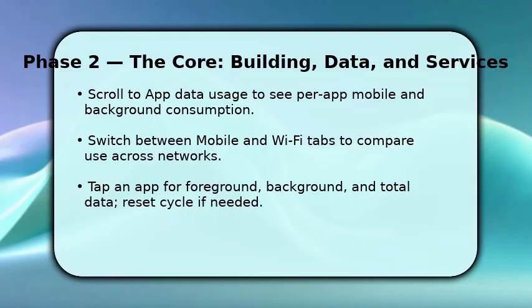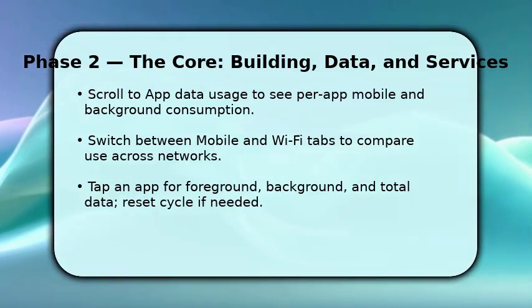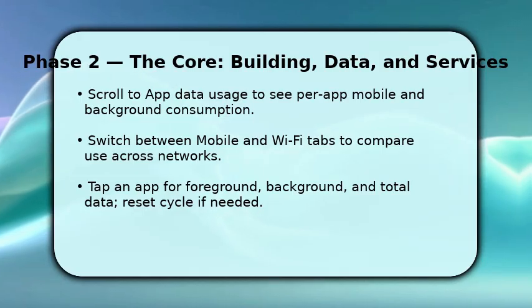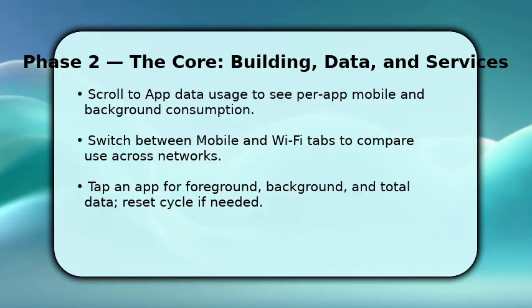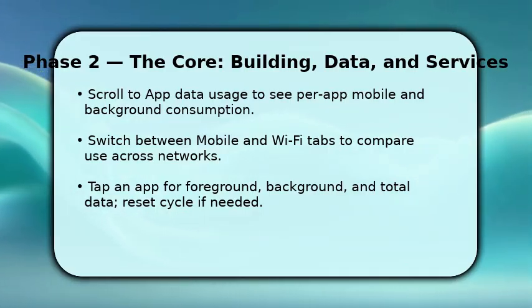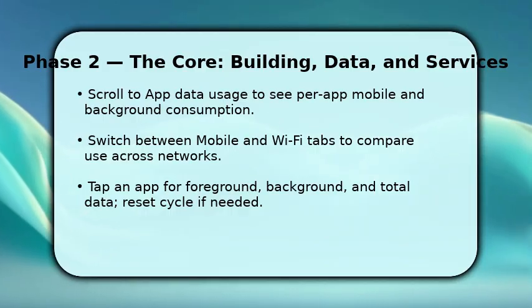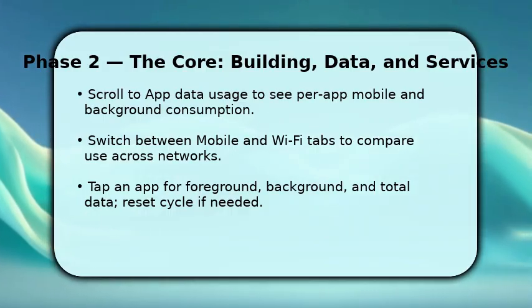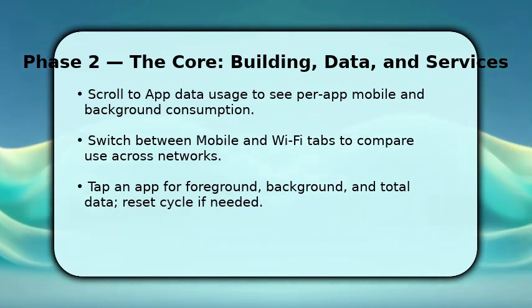Now you dig into app data usage to find which apps consume the most. Tap app data usage and sort or scroll. The list shows foreground and background traffic, so you can spot culprits. Once you open an app entry, you'll see exact numbers for background versus foreground. This explains unexpected drains. Make sure to switch between mobile and Wi-Fi tabs to compare. Knowing both helps you decide whether to restrict background data or adjust app permissions to reduce overall usage.